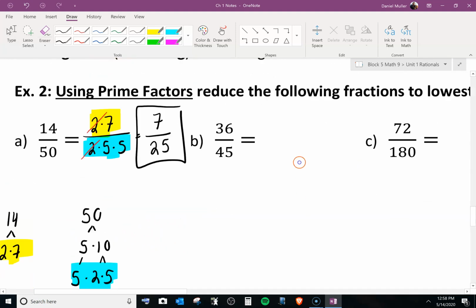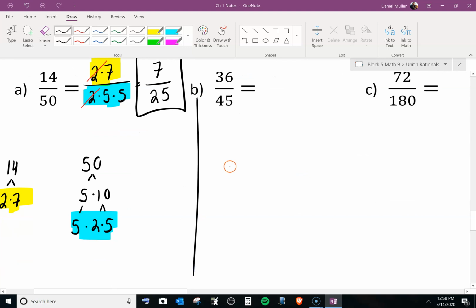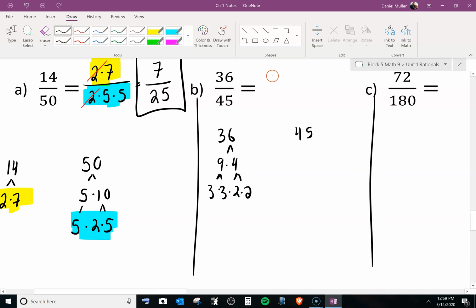So take 36 and 45. We'll take 36 and 45, and we will write them out. So 36 is going to be 9 times 4. 9 is a 3 and a 3. 4 is a 2 and a 2. So I can write that right away, actually. 2 2s, 2 3s. And then 45 is going to be a 9 and a 5. And the 9 is a 3 and a 3, and you can bring down the 5.